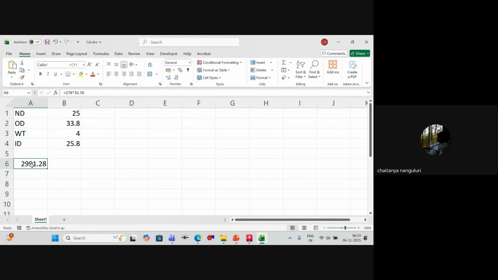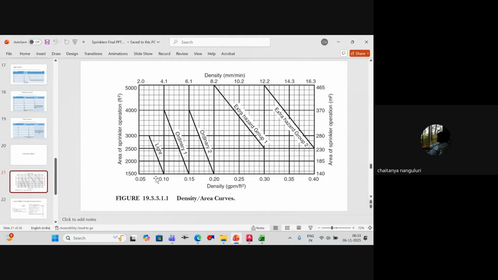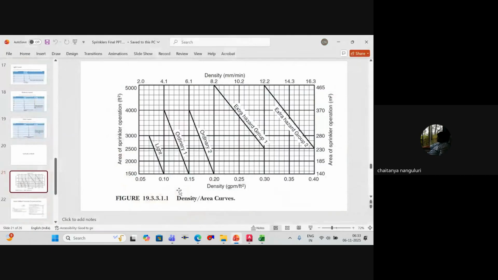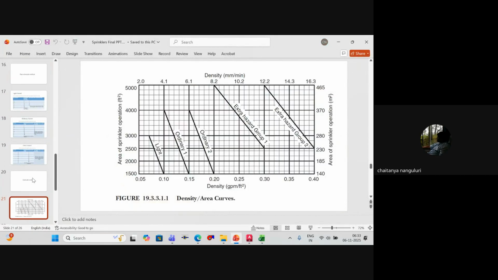So what we have to do is calculate the area of protection. The selected point, how much is it? I have to worry about our density and this one. So density is how much? 0.12 GPM per square feet. And I have to worry about each coverage area, how much is it?